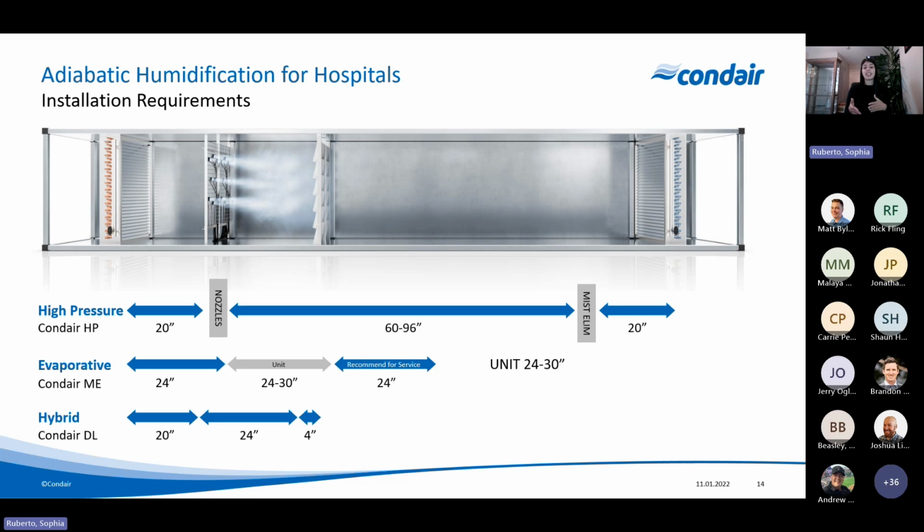So with the DL, we're taking advantage of having that ceramic media. So we spray about 24 inches, and then any water that does not get absorbed in that first 24 inches will then evaporate off the ceramic. So you're seeing closer to a 95% water efficiency.